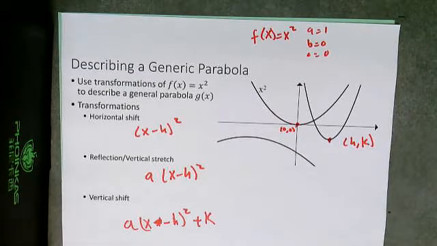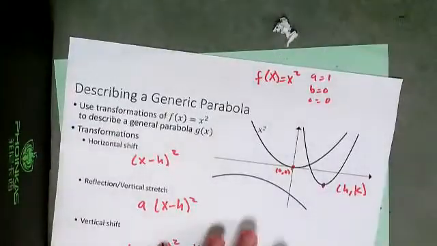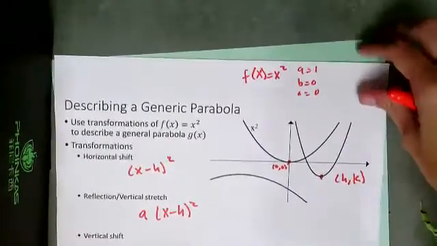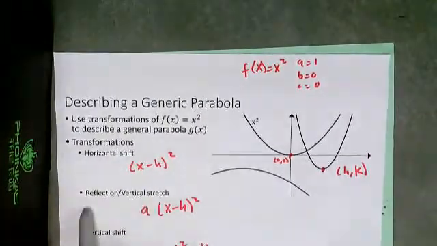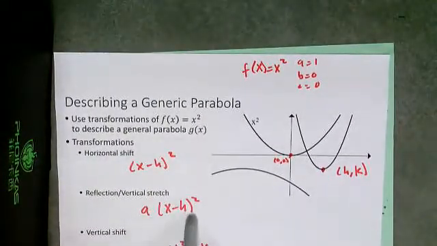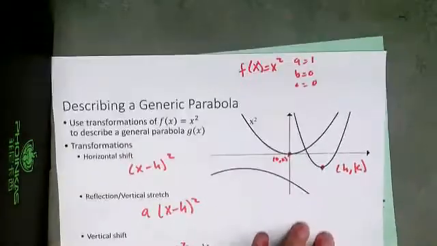We will get more into this later about transformations of functions, but this gives you a little bit of a preview of what's going on. Specifically, how a horizontal shift looks on a parabola, how a vertical stretch or a reflection looks on a parabola, or how a vertical shift looks on a parabola.